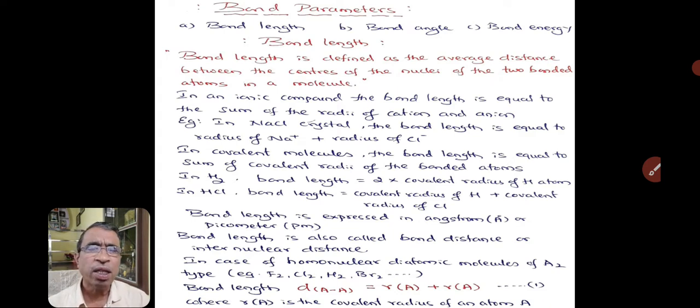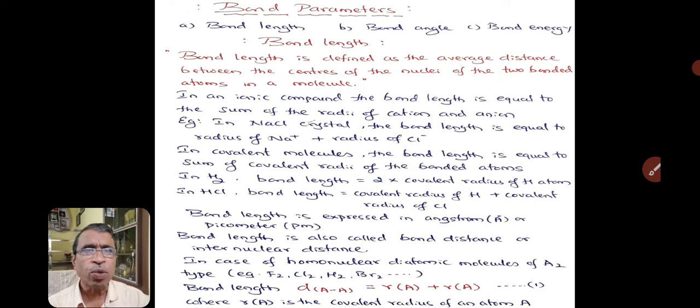Coming to the first one, the bond length. Bond length is defined as the average distance between the centers of the nuclei of the two bonded atoms in a molecule. In an ionic compound, the bond length is equal to the sum of the radii of cation and anion. Example, in sodium chloride crystal, the bond length is equal to the radius of sodium ion plus the radius of chloride ion.